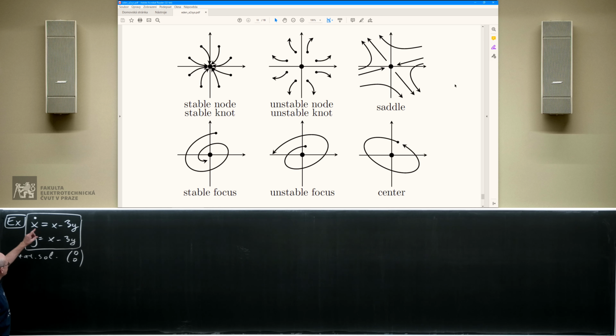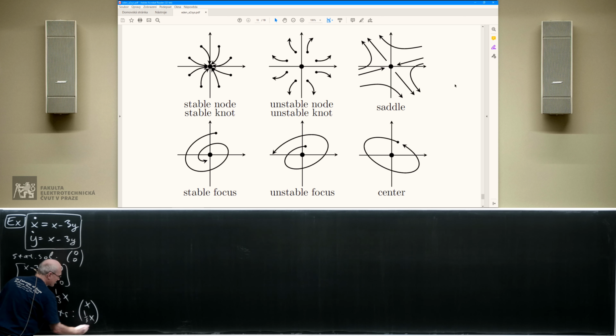But let's do it properly. We take the right-hand sides, we make them equal to 0. x minus 3y is 0. x minus 3y is 0. Well, actually, that's a singular system. There is just one solution, which is y is equal to 1/3 x. It's one solution, but in 2D. It's a line of stationary points. So stationary points, in fact, look like this: (x, 1/3 x), where x can be anything, any real number. There are infinitely many stationary points.